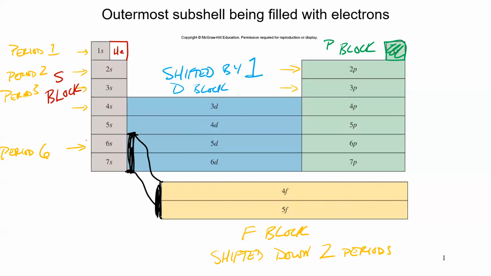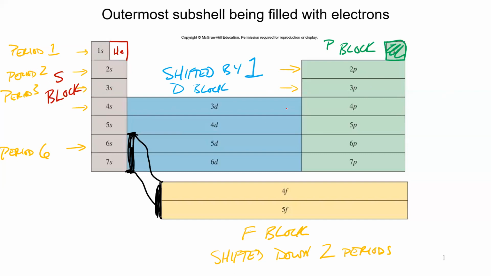Again, each period is represented by a principal quantum number n. If n equals 1, we're in period 1 with the 1s. Period 2, n equals 2, we have the 2s and the 2p. For period 3, n equals 3, we have the 3s, the 3p, and then comes the 3d.